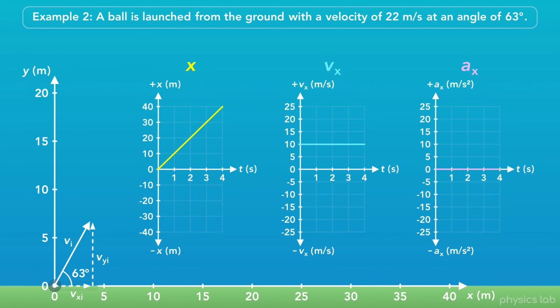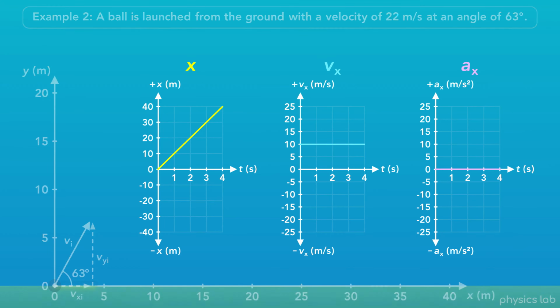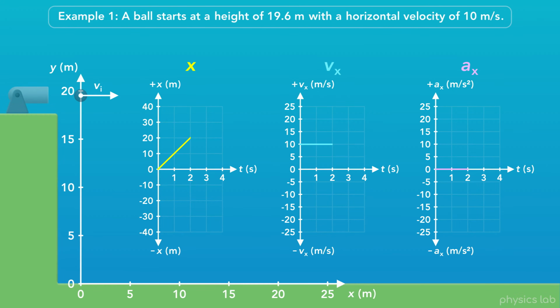And the same is true for the x motion graphs. The x velocities are the same, but in the first example, the ball is in the air for half the time, so it only travels half as far before hitting the ground.